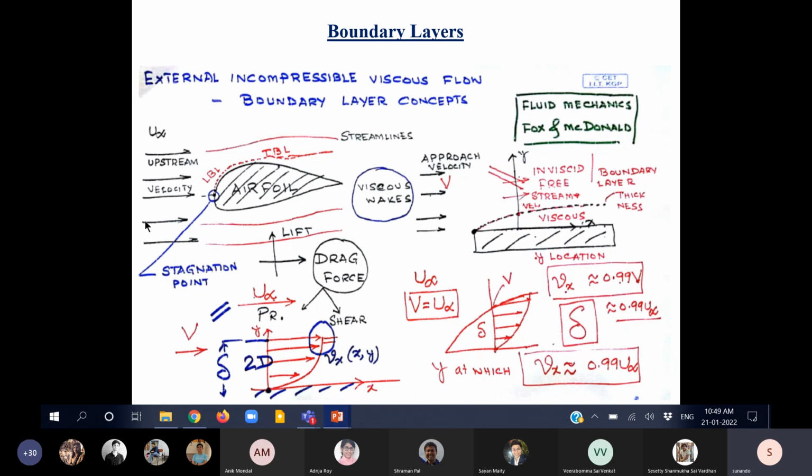In the upstream, the velocities are constant, which is the approach velocity. And over here, I have an airfoil, and therefore, when the stream strikes it, there's going to be some sort of a stagnation point. The stagnation point is the one where all the kinetic energy is brought to a halt, and the change in kinetic energy from some value to zero will manifest itself by an increase in pressure, which is known as the stagnation pressure.